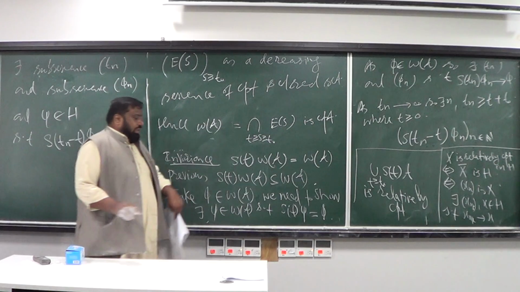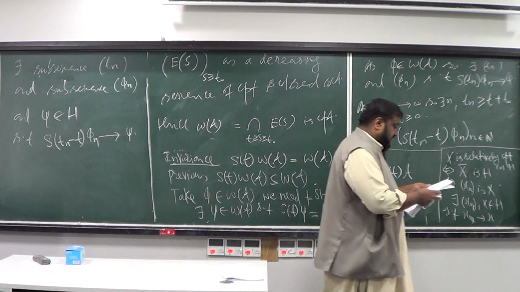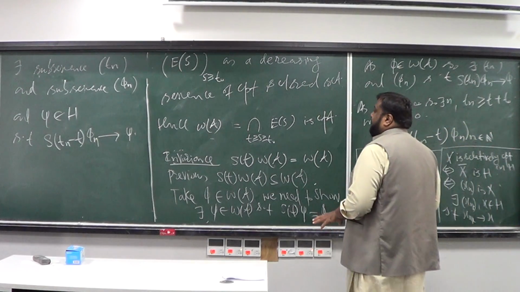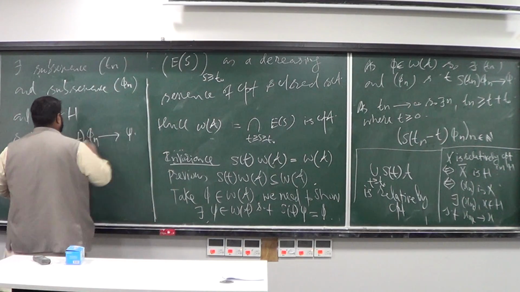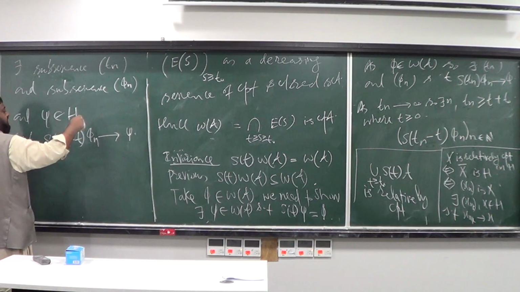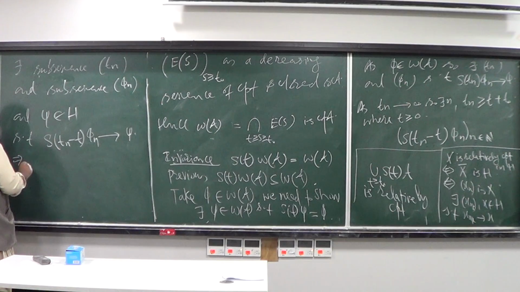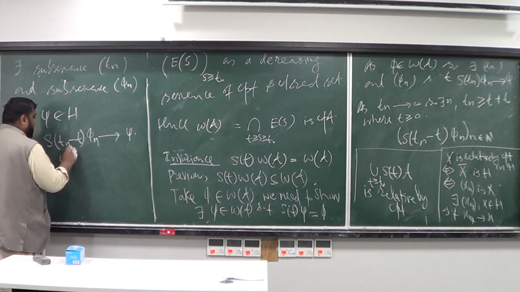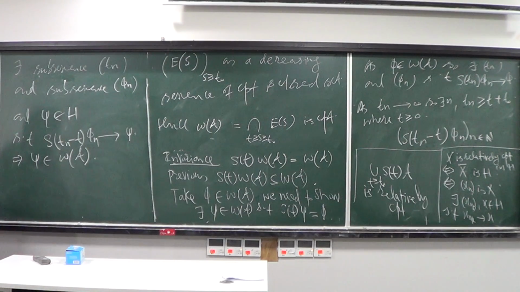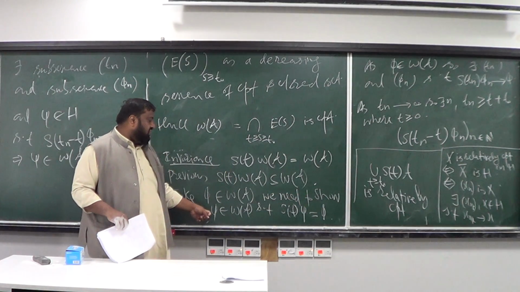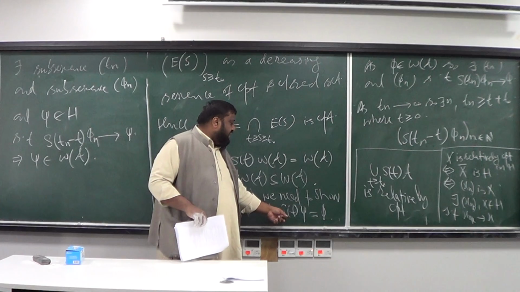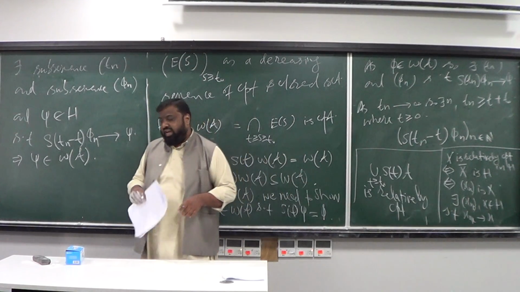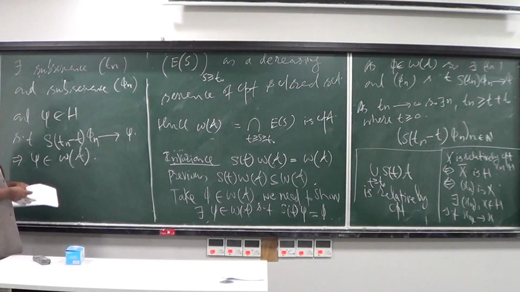By the way, this also implies, by definition, since you have a sequence of times and a sequence of functions such that S of Tn minus T operated onto phi n converges to psi, that psi is also an element of the omega limit set. So we have found one element in the omega limit set for which this must be true. So let's verify this: let's apply S of t onto psi and see whether you get phi or not.